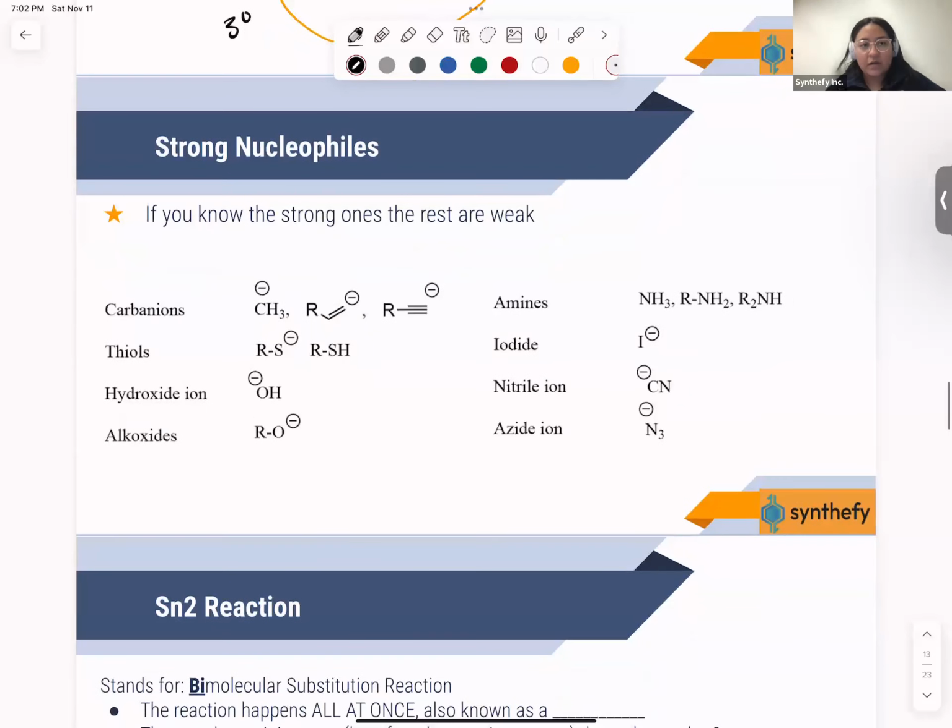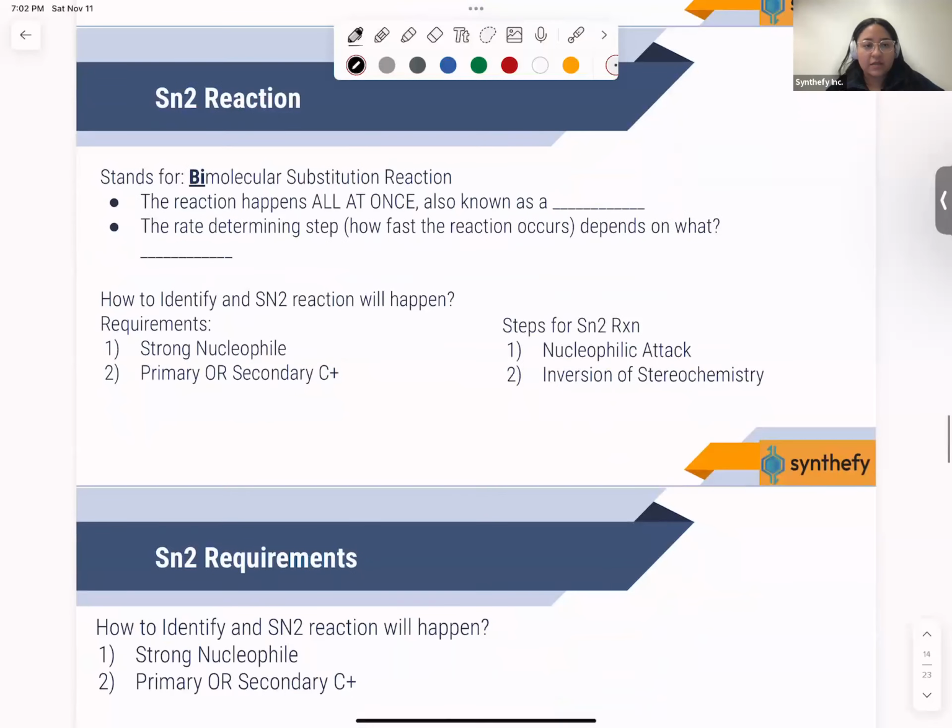Now, why do I bring up strong nucleophiles? Because we're now getting into SN2 reactions. SN2 reactions, that 2 stands for bimolecular, and I know it may be tempting to think of bi as two steps, so why isn't SN1 the 2 and SN2 the 1? Because SN2 happens all in one step. The two steps we saw in SN1 happen one step at a time, while in SN2 those two steps happen all at once.